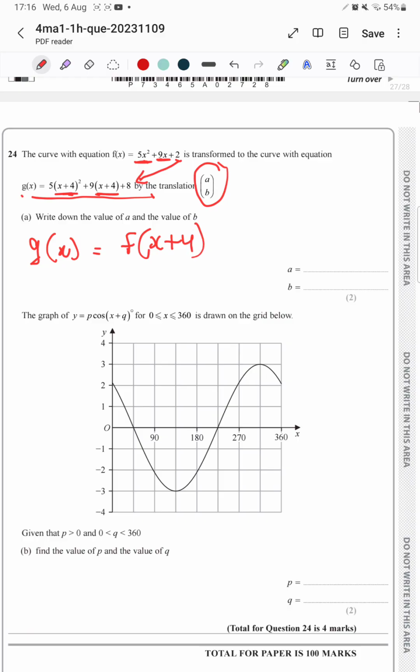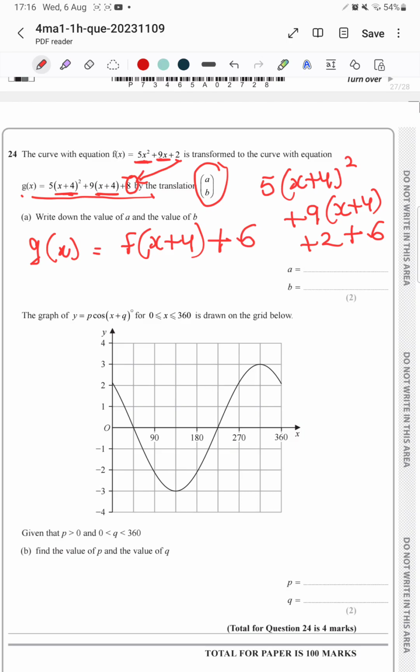But if I find f of x plus 4, it will be 5 times (x plus 4) the whole squared plus 9 times (x plus 4) plus 2. But here we have been given 8. So that means it is plus how much? 6. So that means this is plus 6 extra, and that is the vertical translation.